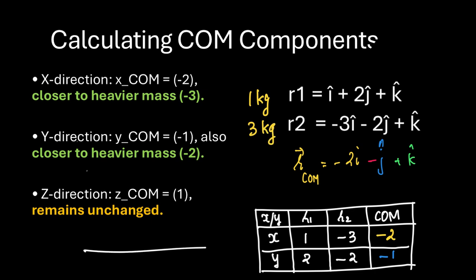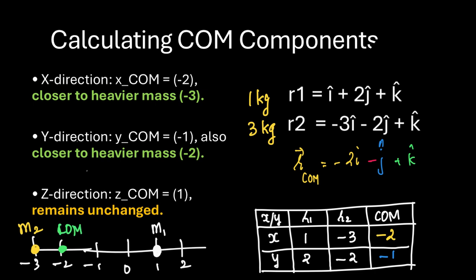Now, say this is 0, 1, 2, minus 1, minus 2, and minus 3. The position of r1 is over here. This is r1, or this is mass m1. Where is mass m2? Mass m2 is at minus 3. This is where mass m2 is. And where do we find the center of mass? The center of mass is over here. This is where the center of mass is located. So the center of mass is located closer to m2, which is the heavier mass.